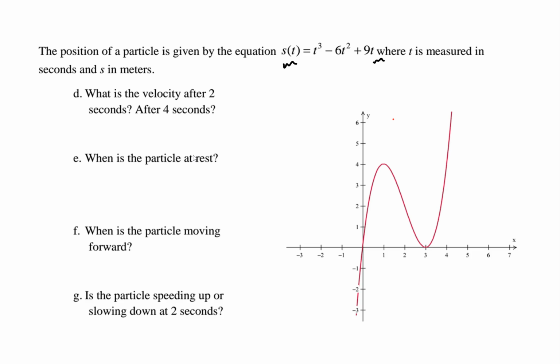I want to show when your velocity is moving to the left, do a sign chart for the second derivative, for the first derivative. That's all this is. So look at this one. What is the velocity after 2 seconds, after 4 seconds? Well, I got my displacement, so let's find the velocity.